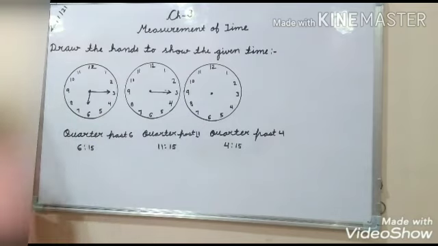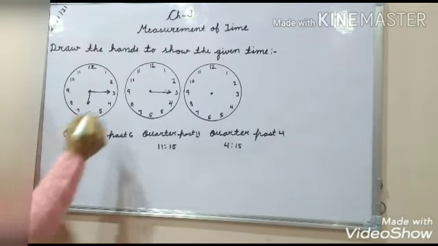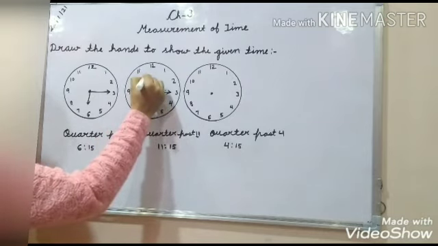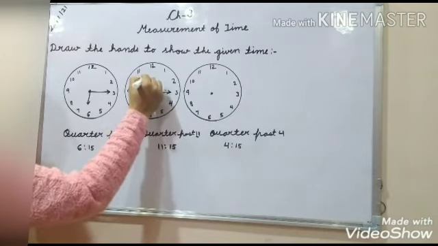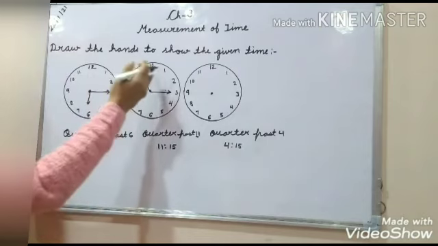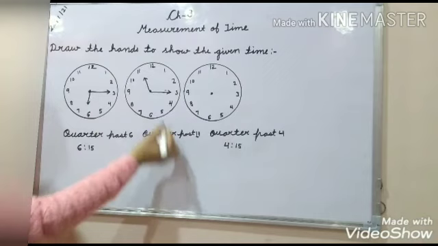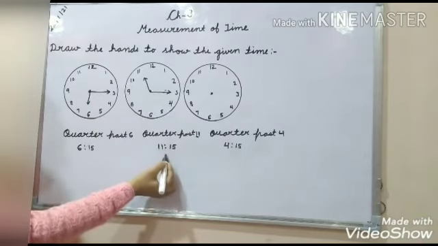Okay. So where will we draw the shorter hand? The shorter hand we will draw just slightly after 11. Okay. Here 11. Just after 11. That is 11:15. Now the time is 11:15.